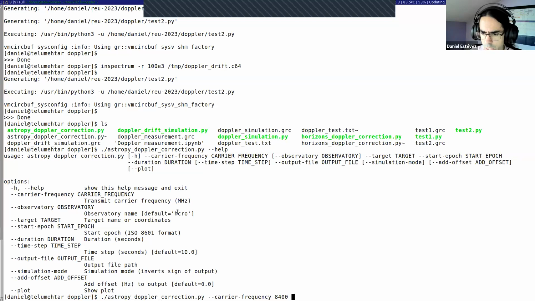The observatory, I'm going to use HCRO, which is the Hat Creek Radio Observatory. That is where the Allen Telescope Array is. For the target, I'm going to use the star Vega, for example. Then we will use some right ascension and declination, if I remember the format. The start epoch, I'm going to make it today.